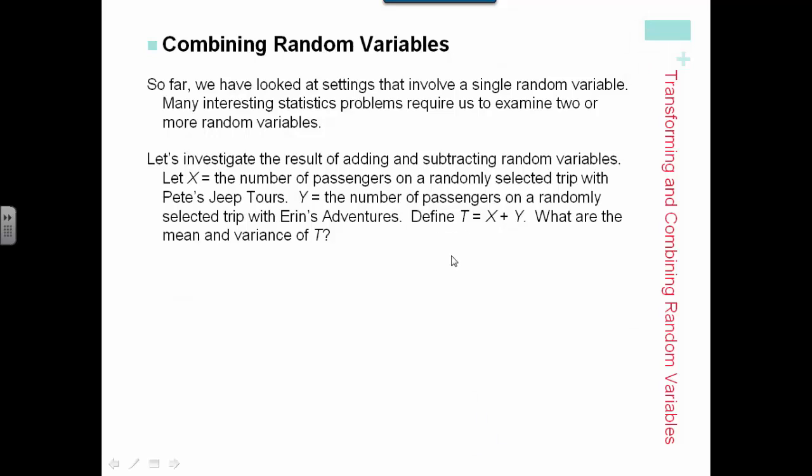What if we have 2 or more random variables? Let's investigate the result of adding and subtracting random variables. Let x equal the number of passengers on a randomly selected trip with Pete's Jeep Tours. Y is the number of passengers on a randomly selected trip with Aaron's Adventures. T is x plus y. What are the mean and variance of t?